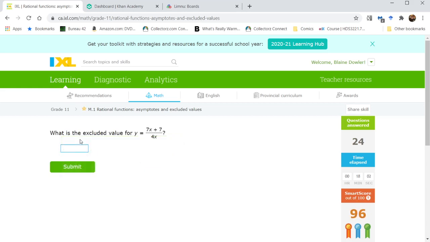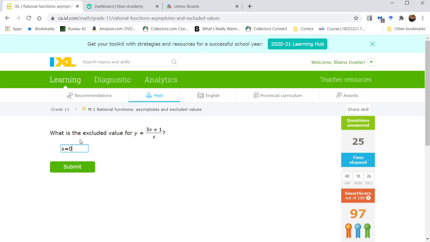The excluded value here is again where we're dividing by 0. The numerator has no bearing on this. And here, for x equals 0 when x equals 0, that is our excluded value or our non-permissible value. The excluded value here again is division by 0. That is where x equals 0.